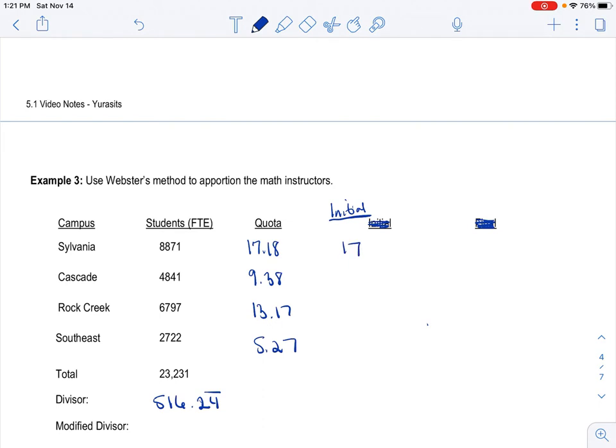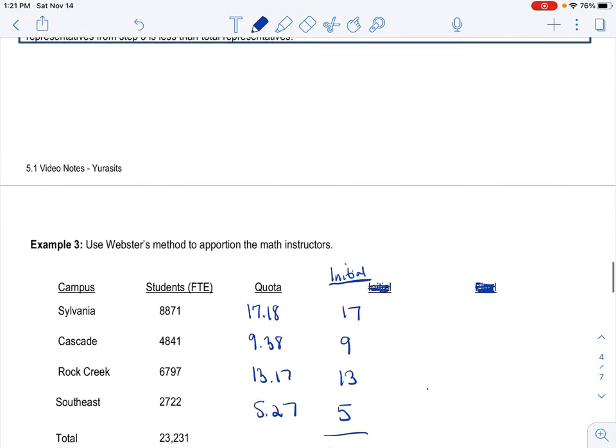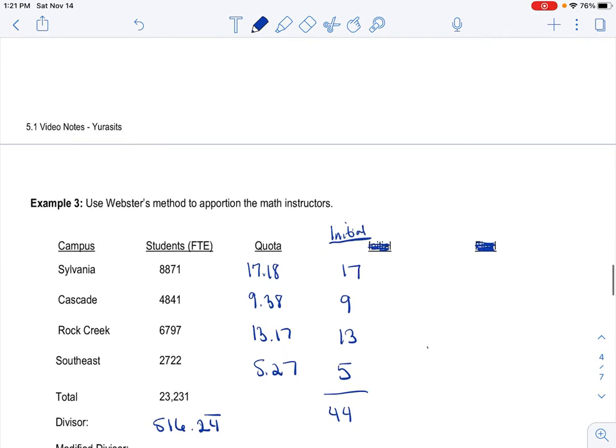Okay, so our initial, remember, we would just drop all of these, take off those wonderful decimals. But once again, like we know from the previous two examples, we're one short. So now the difference is, it says, find the modified divisor by using trial and error, same deal, by reducing or increasing the divisor. I'm going to hold off on reading the rest of that because it will make sense when we start doing it.